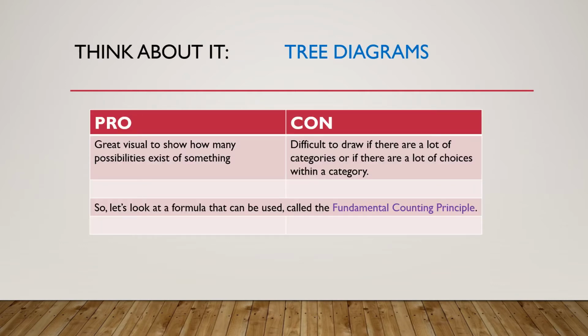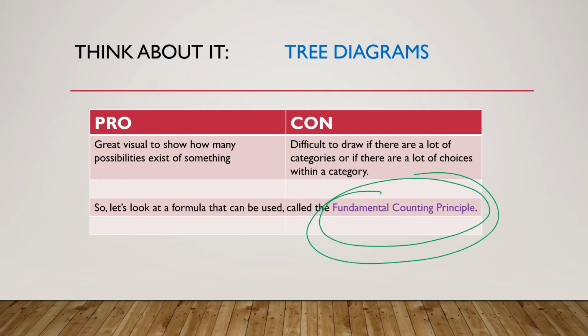Okay. So for tree diagrams, like I was saying before, it is a great visual, like some of you guys are visual learners, to see how many possibilities exist. But the con, like I just said, it's difficult to draw if there are a lot of categories. So if we were starting with 6 categories and then each of those categories had another 3 things to do, and then each of those 3 things had another 2, you would have a lot of branches to draw. So we are going to learn something called the fundamental counting principle.